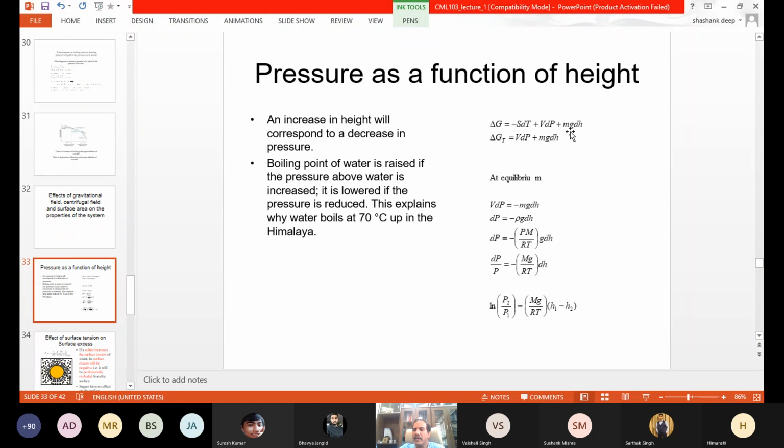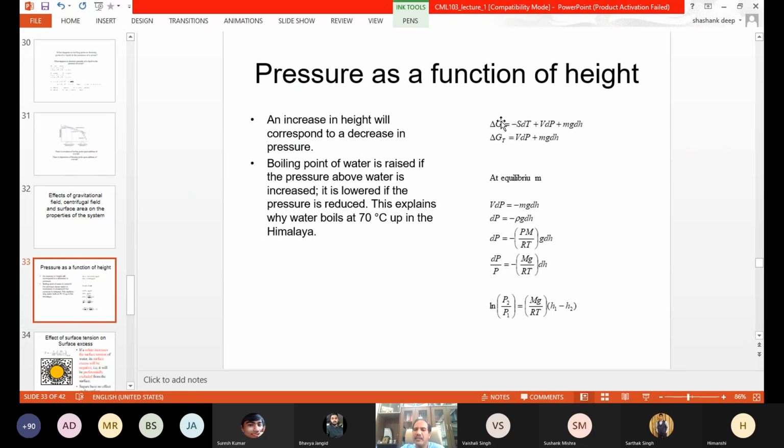Okay, so if extra work is involved, what you can do is, there are four equations for delta G, delta H, delta U and delta A. You just add the extra work. At constant temperature, you will write VdP plus mgdh, and at equilibrium delta G is 0, right? And that's what we saw. Suppose I just remove dWe, the extra work, then we have delta G equals minus SdT plus VdP.